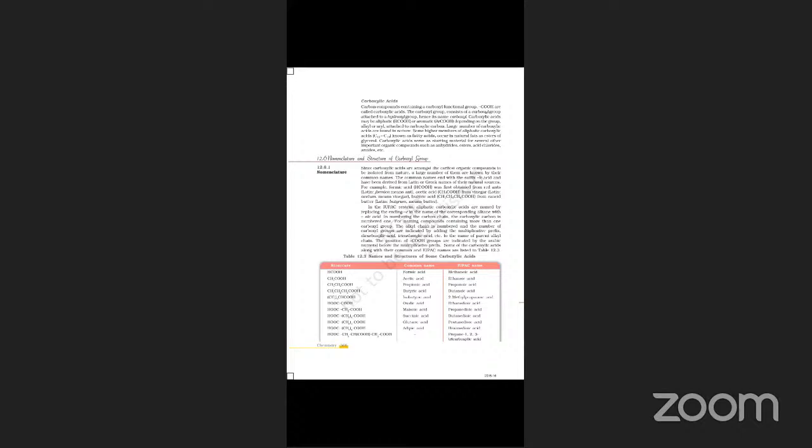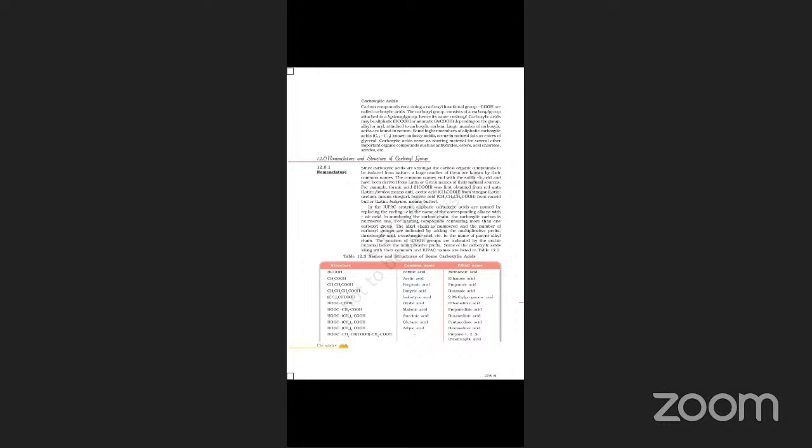Okay, so up to this point, we can clearly say that the completion of aldehydes and ketones, along with physical and chemical properties and the preparation of aldehydes, is finished. Now what we are going to discuss is carboxylic acids clearly.